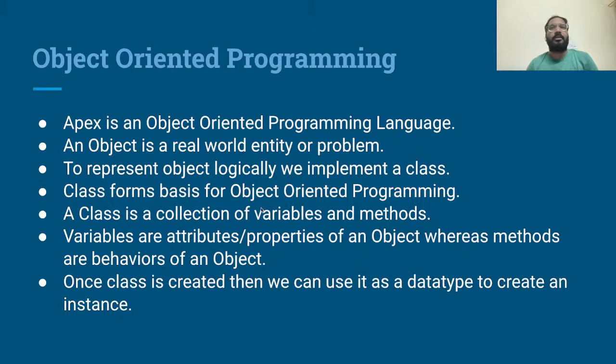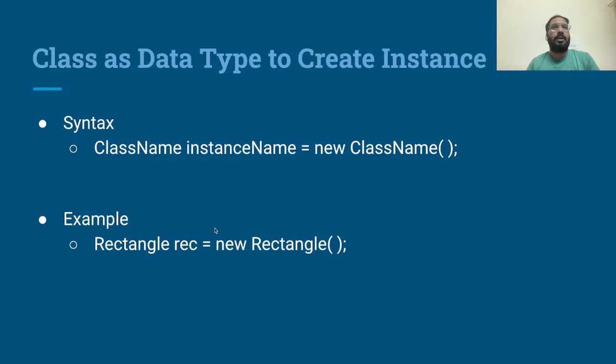So if I go back to the slides again, now you will have a better understanding of this. Just go through this. Here you can see a class is a collection of variables and methods. We already saw this. Variables are attributes and properties, and methods are behavior. This we already saw. And once a class is created, you can use it as a data type to create an instance. So if I go forward, here you can see how you can create an instance of the class.